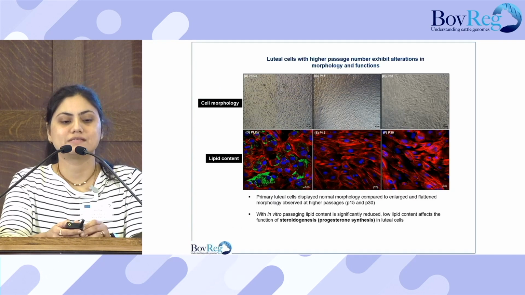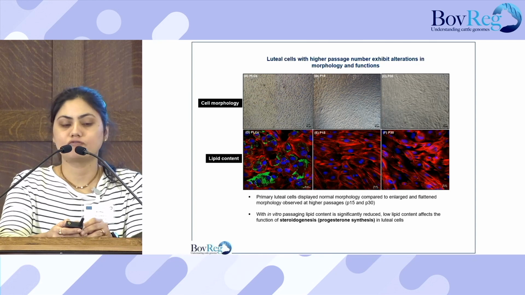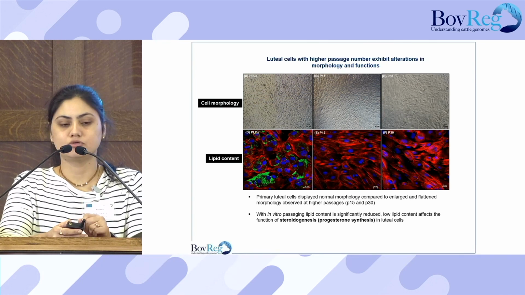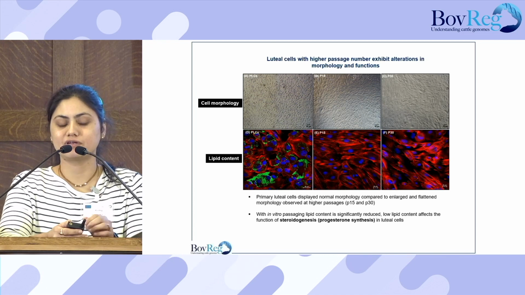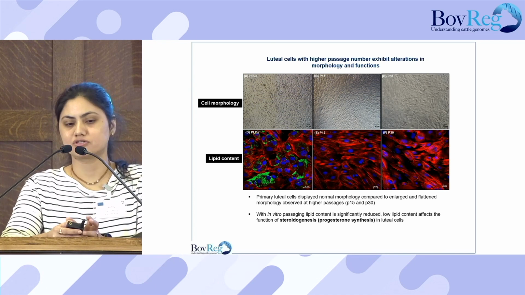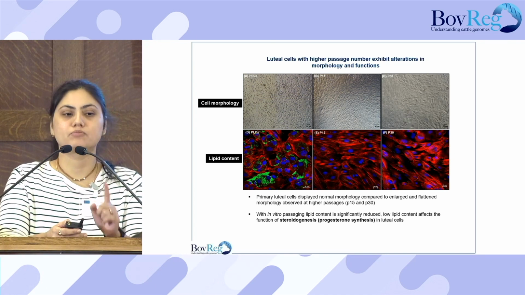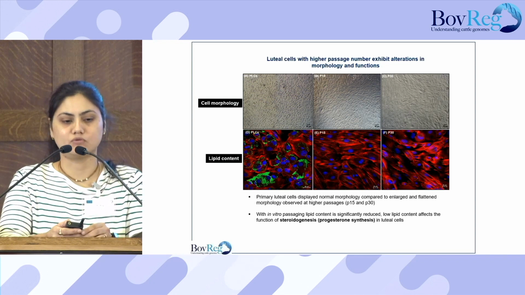So as you can see, the morphology of the higher passage luteal cells was significantly different because they become more enlarged and flattened as compared to the primary normal luteal cell morphology.